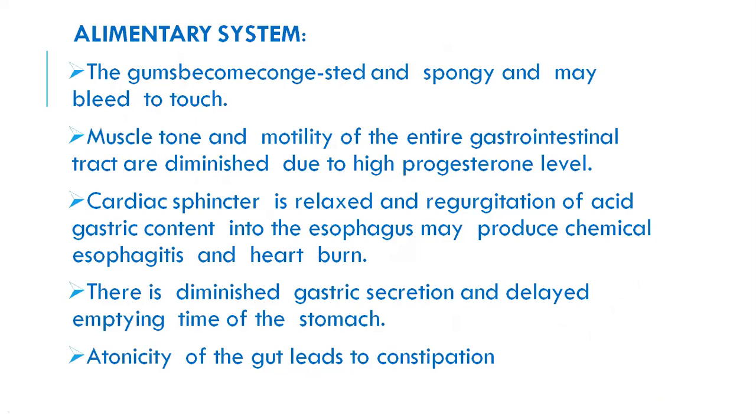So what happens to the alimentary system? In the GIT, the gums become congested and spongy and may bleed to touch. Muscle tone and motility of the entire GI tract are diminished due to high progesterone level. The cardiac sphincter is relaxed, and regurgitation of acid gastric content into the esophagus may produce chemical esophagitis and heartburn. There is diminished gastric secretion and delayed emptying time. The atonicity of the gut leads to constipation.